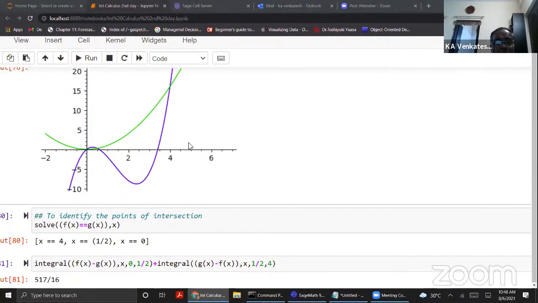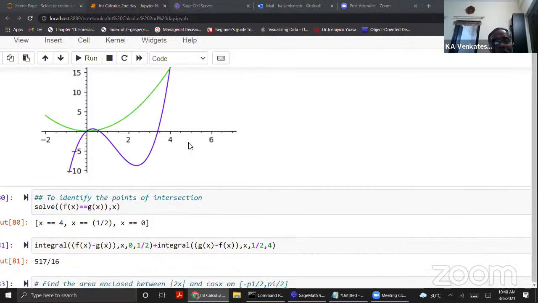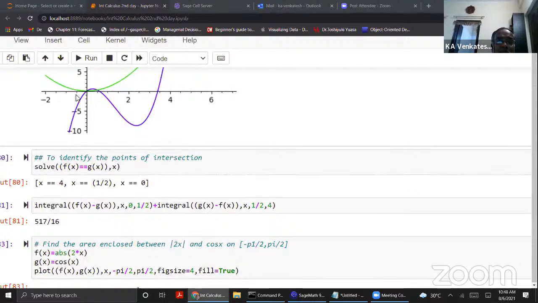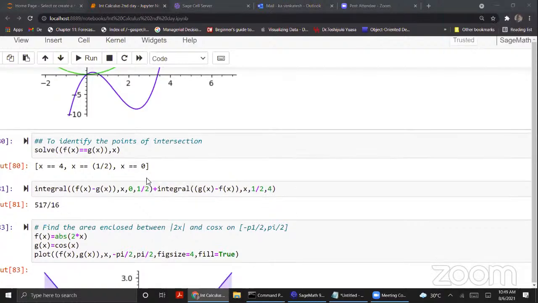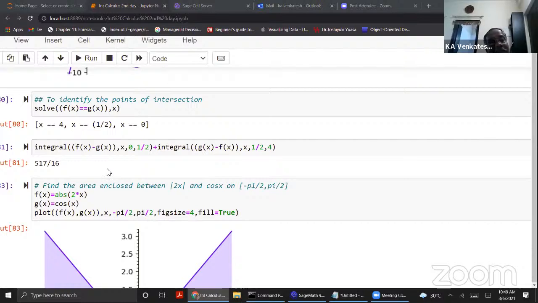One limit is 0 to 1 by 2. Another is 1 by 2 to 4. We have to see that accordingly, you can write f of x minus g of x or g of x minus f of x. So the limits are as per this, one is 0 to 1 by 2, another is 1 by 2 to 4. So the integral of f of x minus g of x from 0 to 1 by 2, plus the integral of g of x minus f of x with respect to x with limits 1 by 2 to 4. So we got 517 by 16 square units. This is the way you can talk about that.